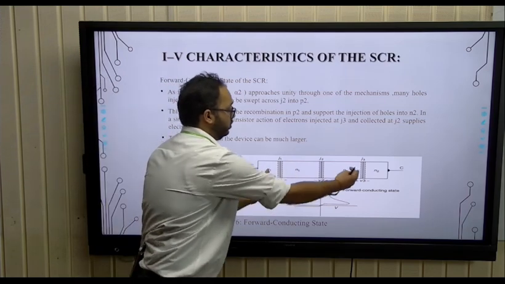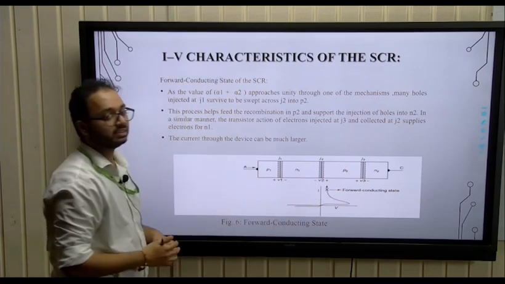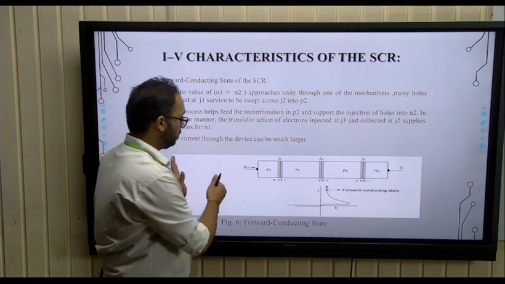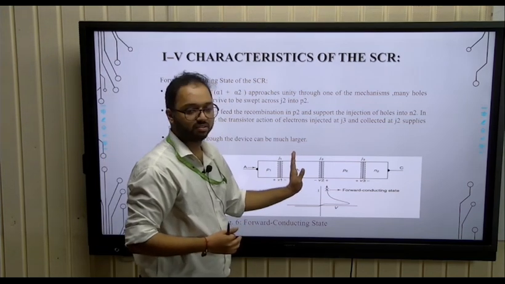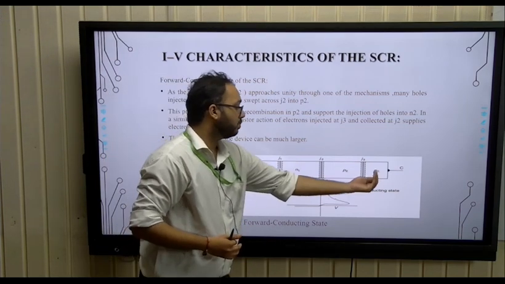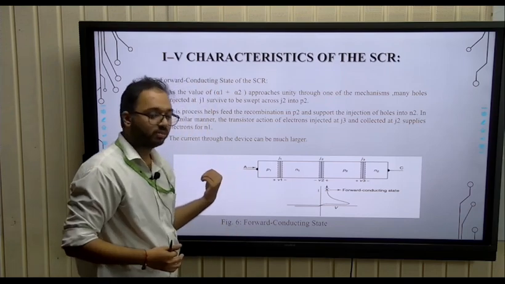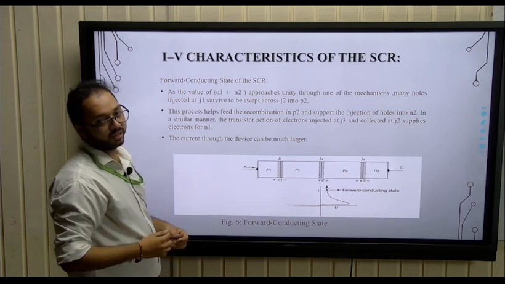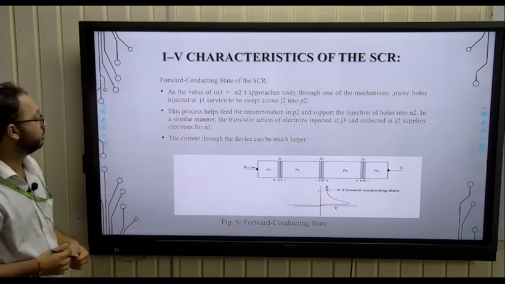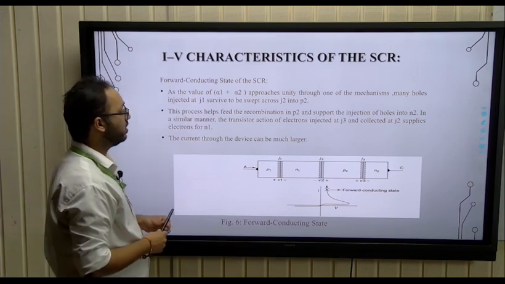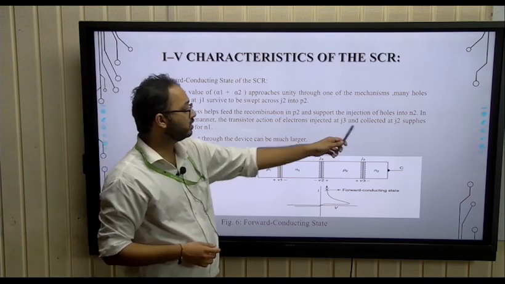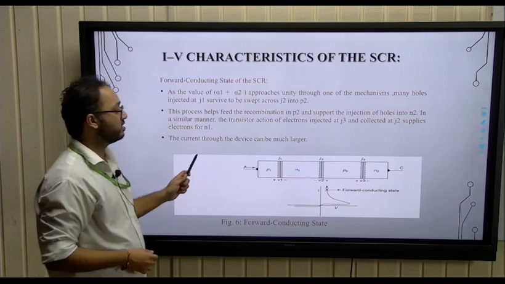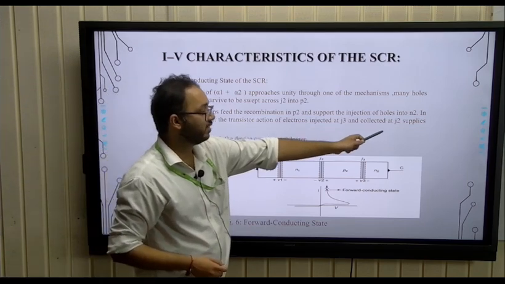or the value of these two junction forward biases, reaches a certain point, the amount of holes being inserted from this point and the amount of electrons being inserted from this point overwhelms the junction J2 and it breaks, converting it into the forward bias. Okay, this process helps in the recombination in P2 and supports the injection of holes in N2. In a similar manner, by transistor action, electrons are injected at J3 and collected at J2.